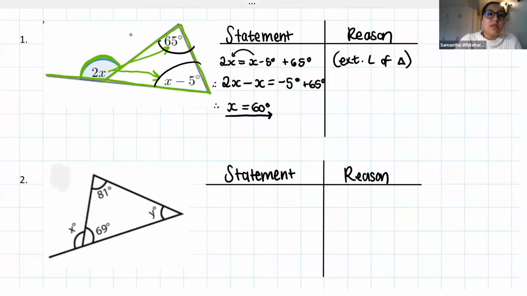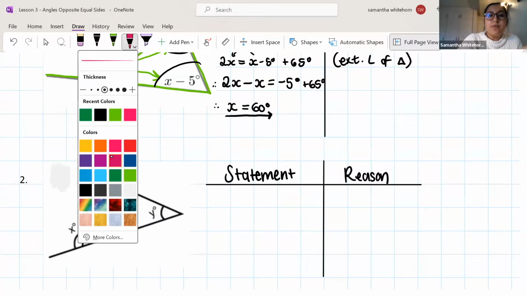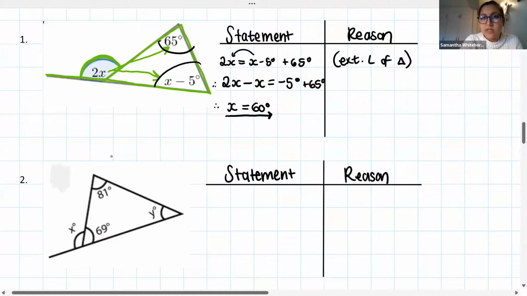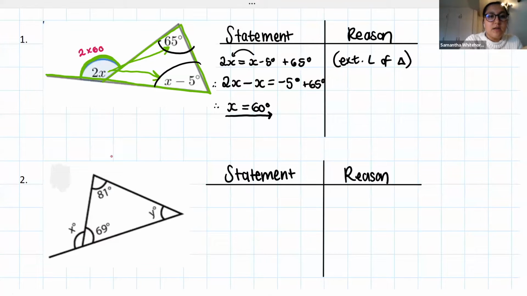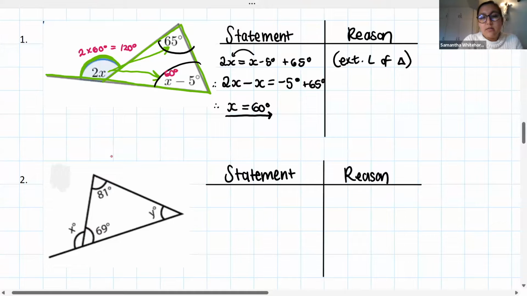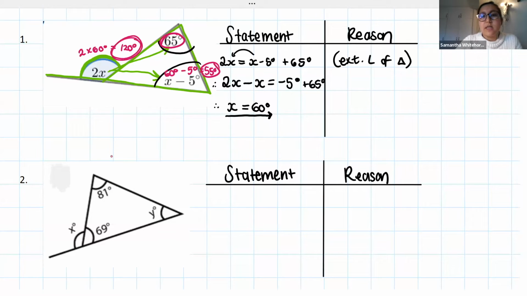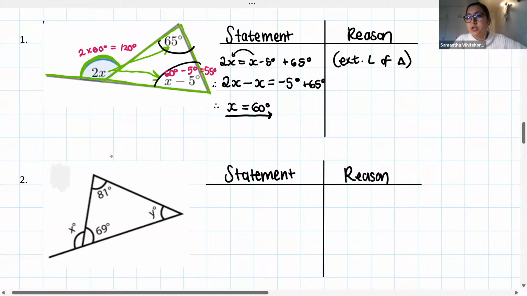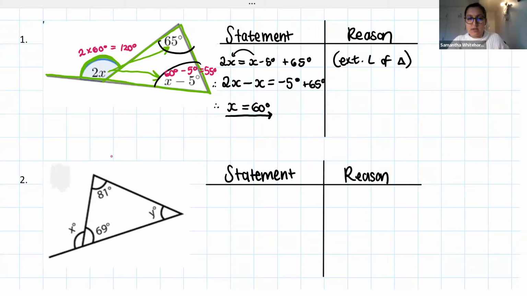Now guys, remember, you can go and double check yourself. If you substitute in, you should get that your statement of exterior angle is true. So 2 times 60 gives us an angle of 120, and 60 minus 5 gives us an angle of 55 degrees. If I take 55 plus 65, I get 120. And so it does equal my exterior angle. So remember, there's always a way to check through substitution that your initial statement does actually hold true based on the answer that you've got.